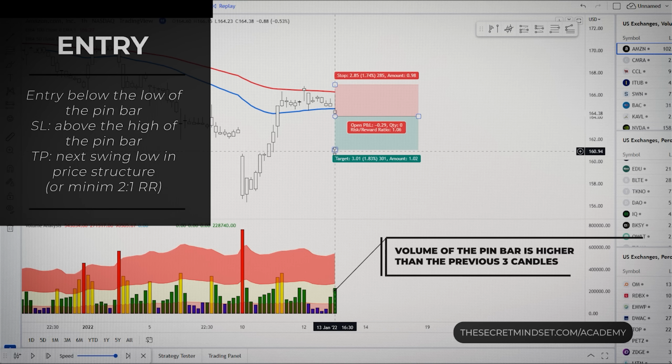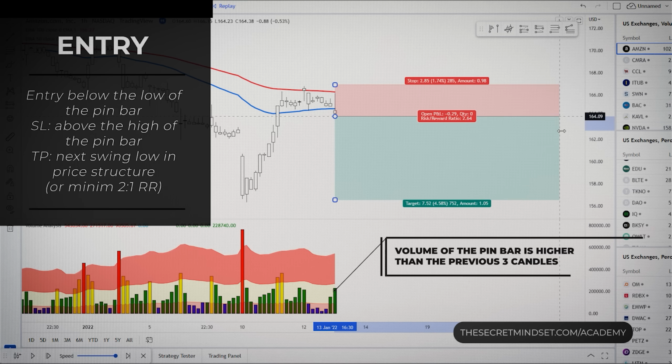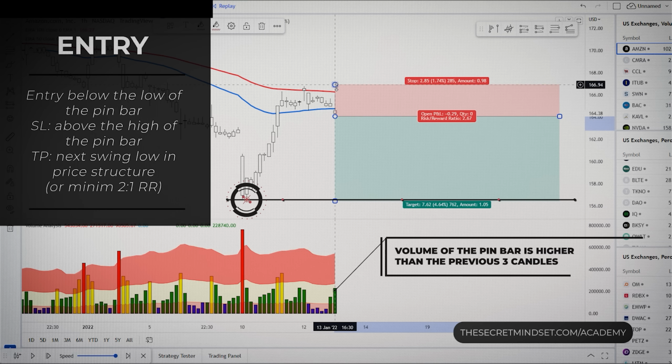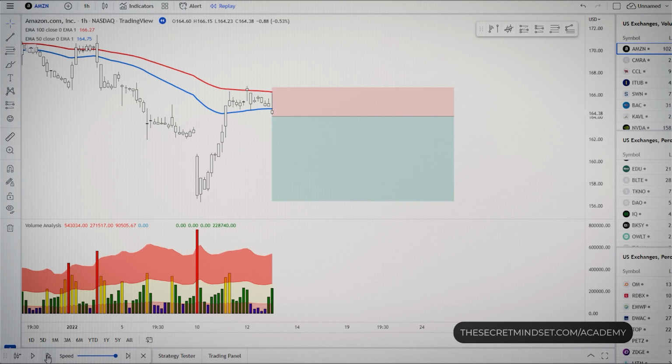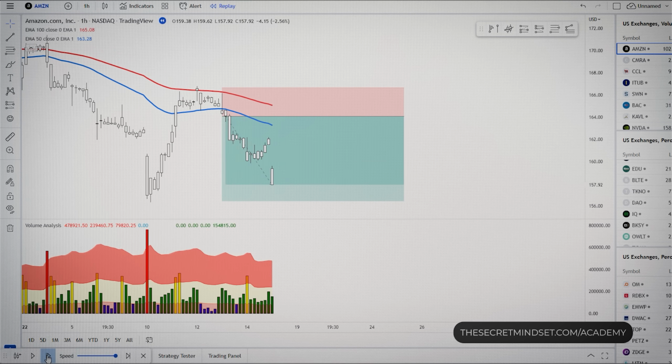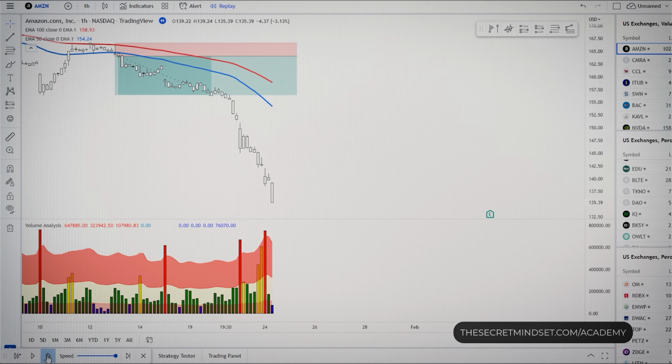Stop loss above the pin bar, and in this case, above the 2 EMAs, which is almost a perfect setup, with another layer of protection. Take profit at the next swing low in the price structure, a risk-to-reward ratio of around 2.8. Perfect trade, and we even left profits on the table.